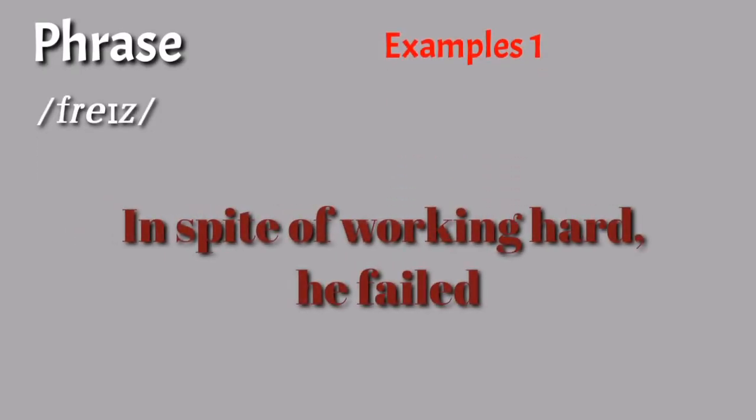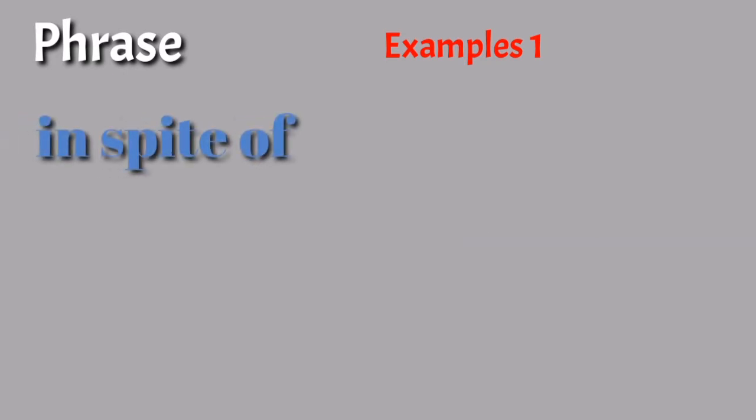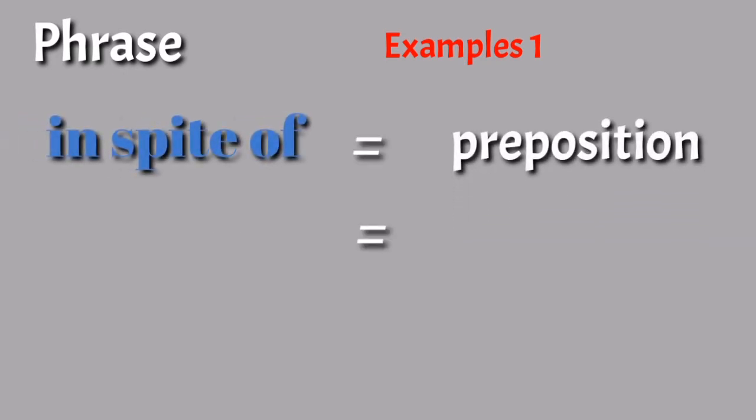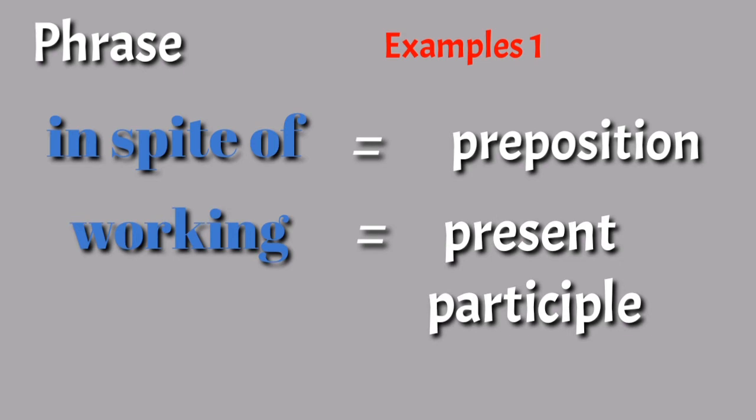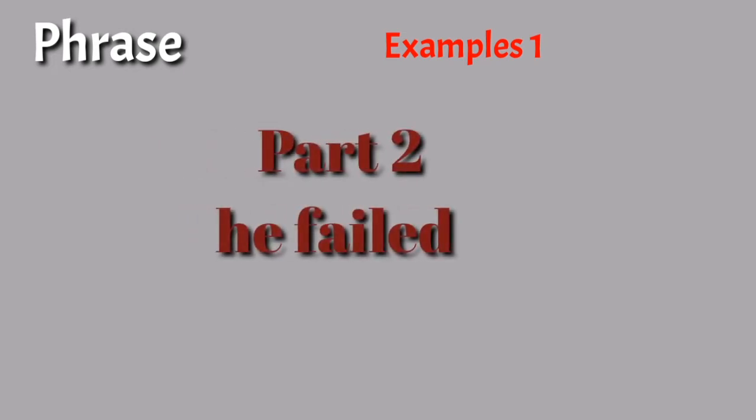The first sentence: In spite of working hard, he failed. In the first part of the sentence, in spite of is a preposition, working is a present participle, and hard is an adverb. So, we don't have any subject or a finite verb. So, this is a phrase.